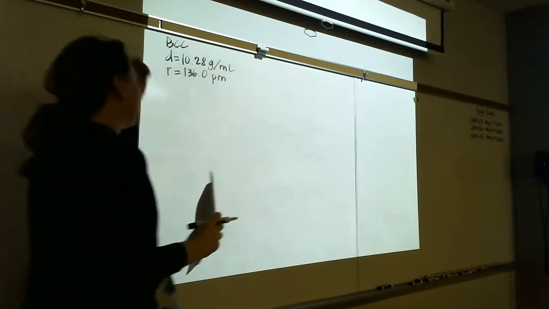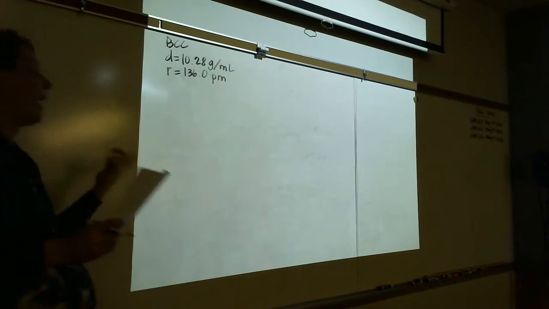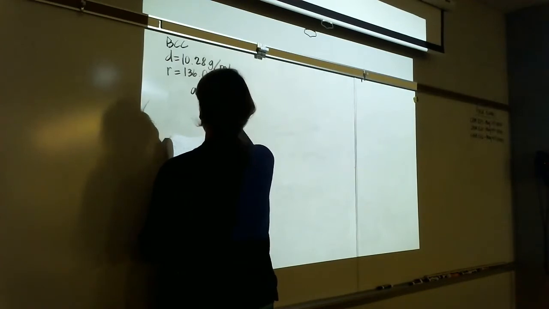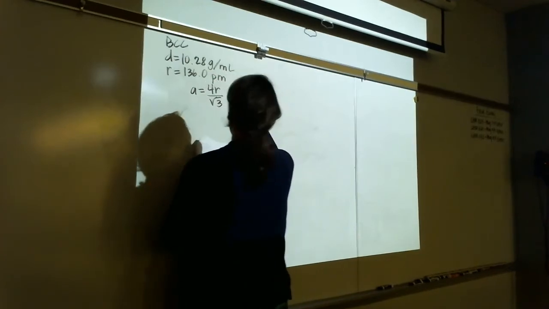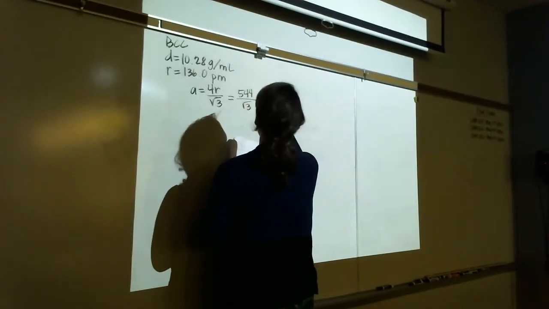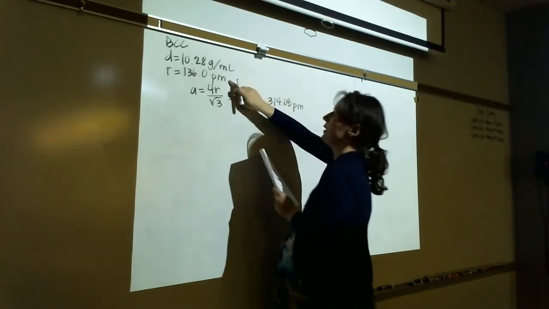Now, is radius going to help me in my calculations? Is radius going to be helpful for me in terms of figuring out the identity here? You need to convert it to what? Edge length, right. So in body-centered cubic, a is equal to 4r over the square root of 3. So that's 544 divided by the square root of 3, which I got 314.08 picometers, right? Because that's picometers.